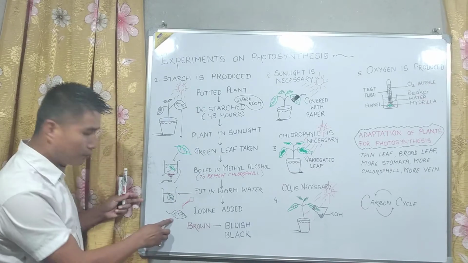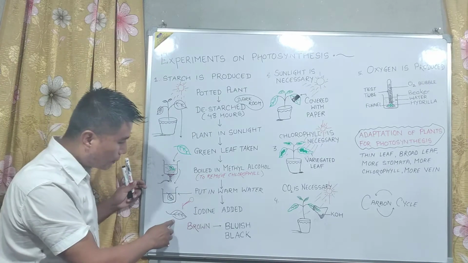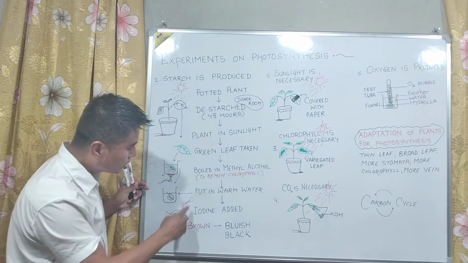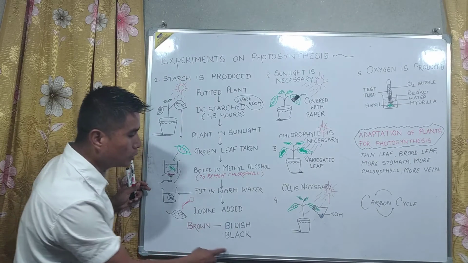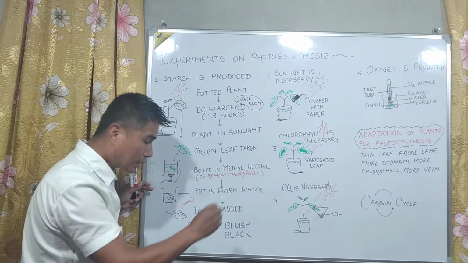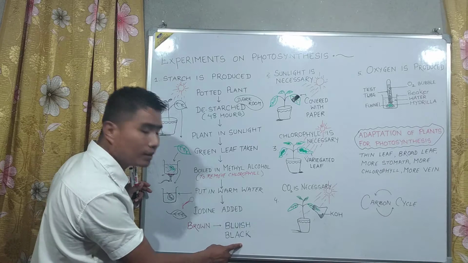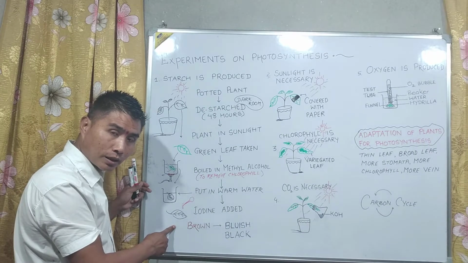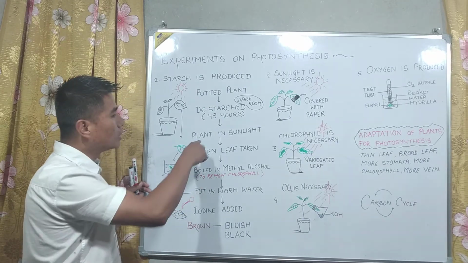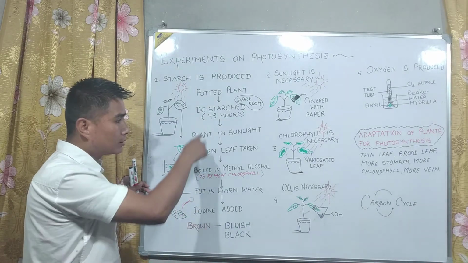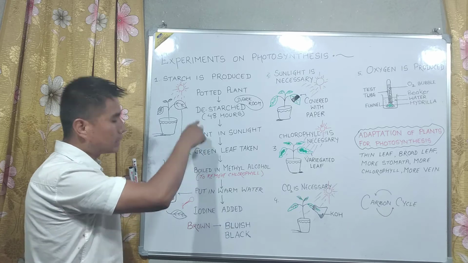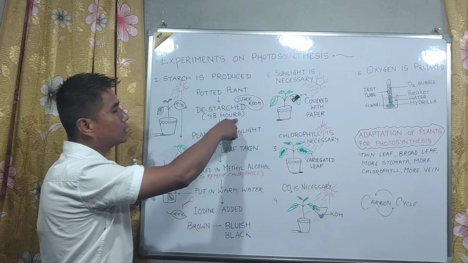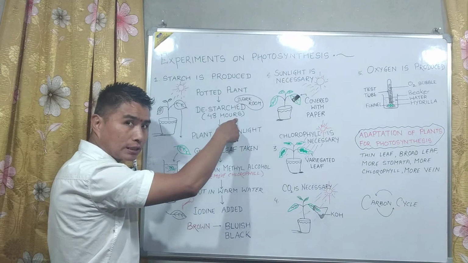So upon this leaf, when iodine is put at the last, the iodine color changes to bluish black. If the color of the leaf changes to bluish black, we can say that starch is produced in the leaf, and this starch must have come from photosynthesis, because the plant was kept in sunlight. Why? Because beforehand, when the leaf was de-starched, there was no starch present in it.